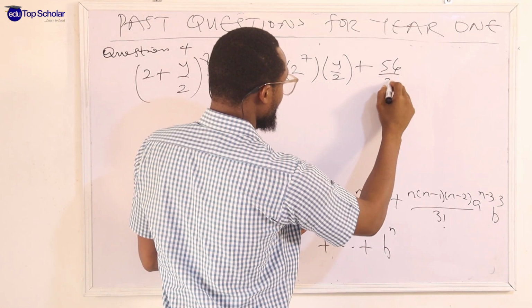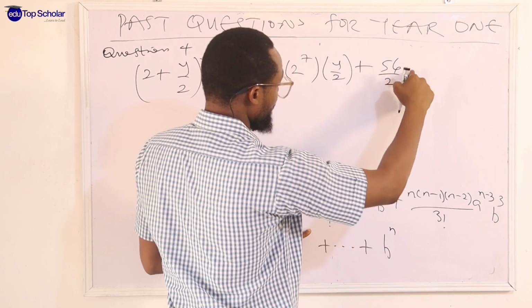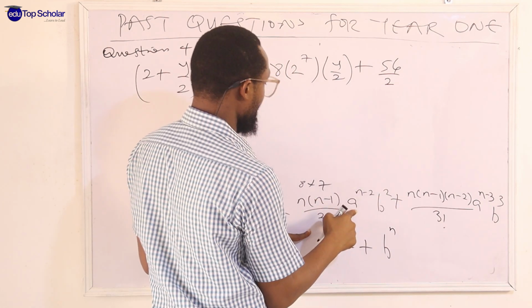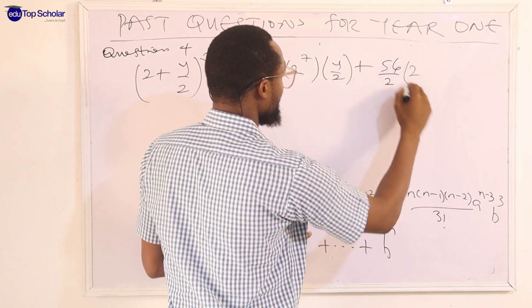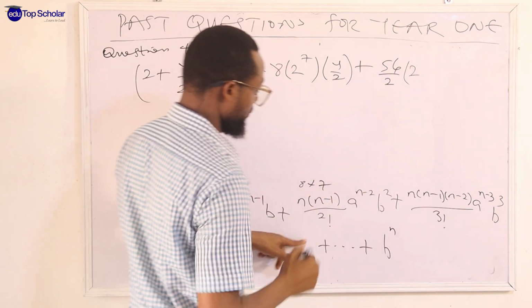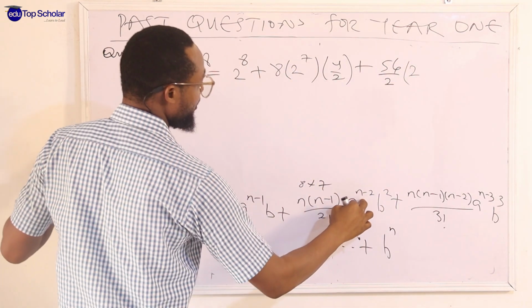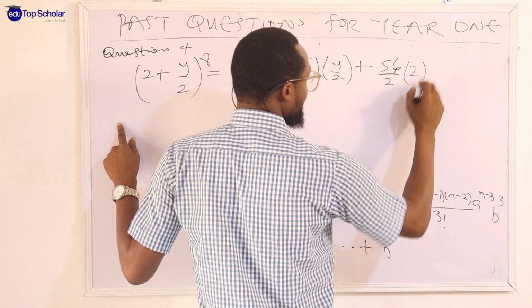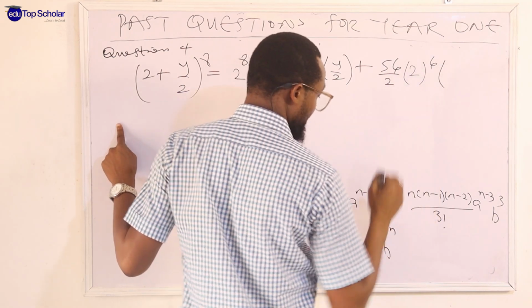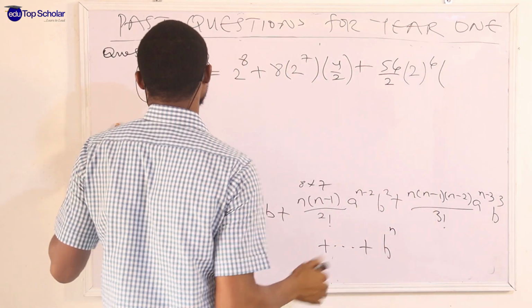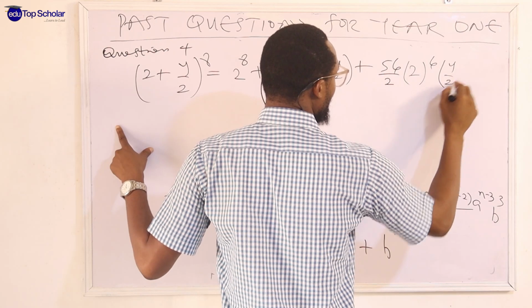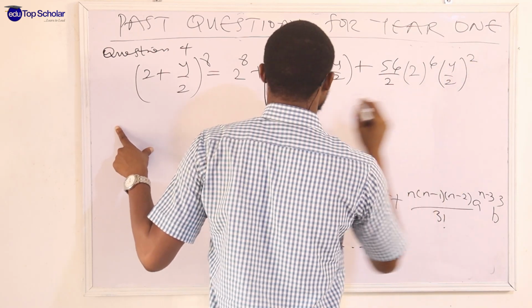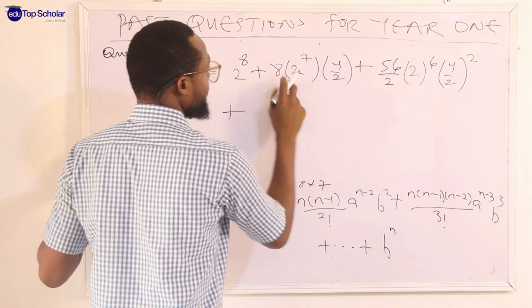Over 2 factorial, which is 2 times 1. So a raised to power n minus 1, my a here is 2, so I have 2. This one will be multiplied by 2 raised to power 8 minus 2 now, which is 6, 2 raised to power 6, multiplied by, what is my b? Y over 2. Y over 2 raised to power 2, plus the next one, 2, 3.